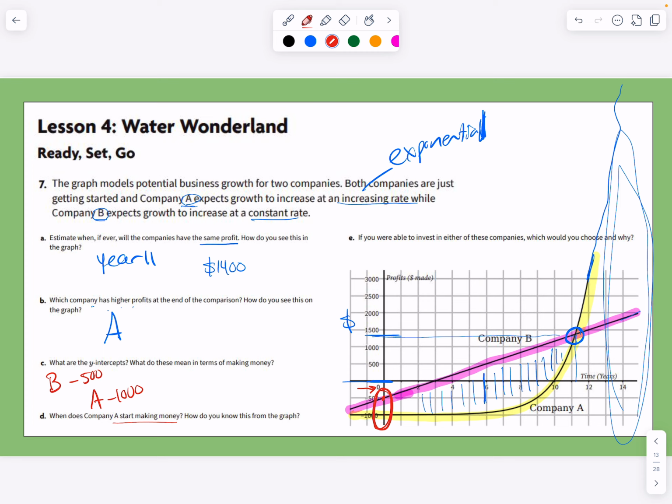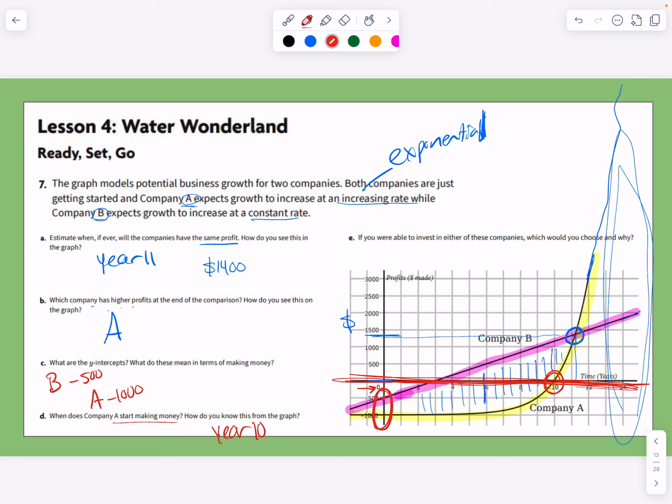Well, again, making money means you've gotten above the 0 line. So you don't make any money until you cross that line. So Company A doesn't start making any money until year 10. That's when they finally start making some profits at that point.